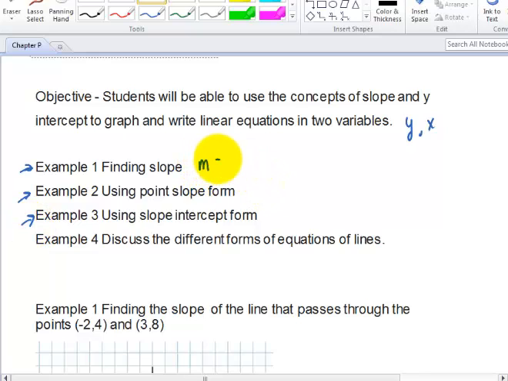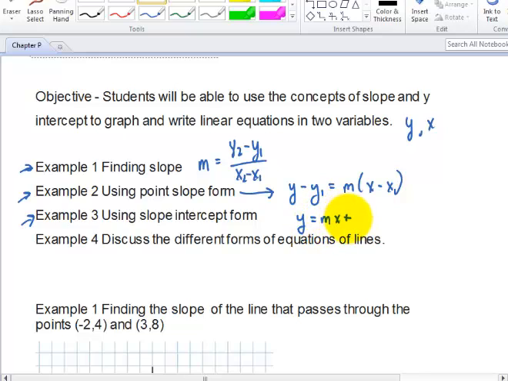Slope is equal to y2 minus y1 divided by x2 minus x1, if you like the equations. Point-slope form is y minus y1 equals m times x minus x1. The third one is slope-intercept form, which is most commonly used: y equals mx plus b, and I'm going to show you how to use that and solve for those values.